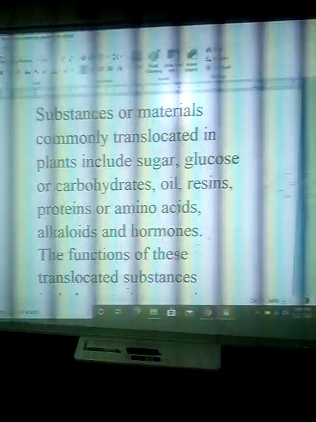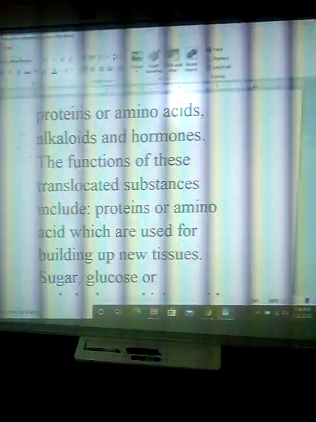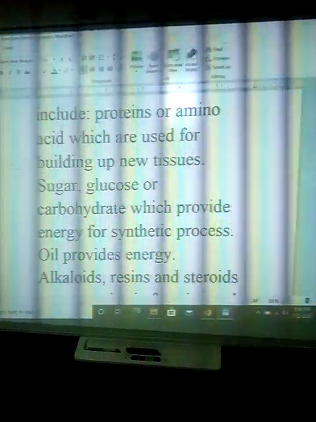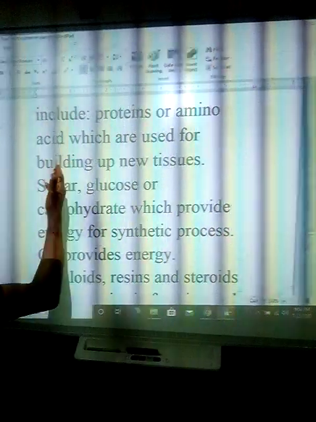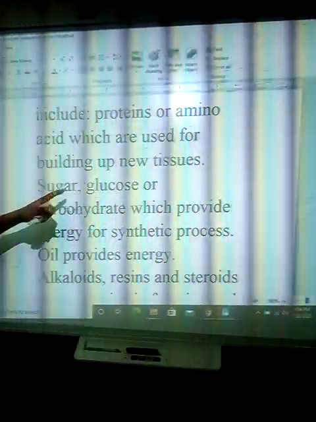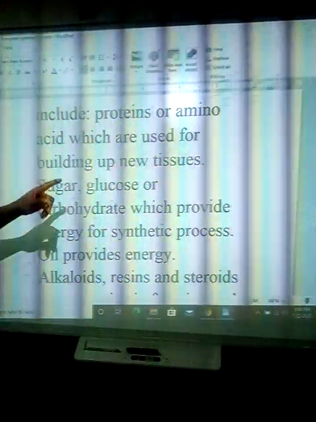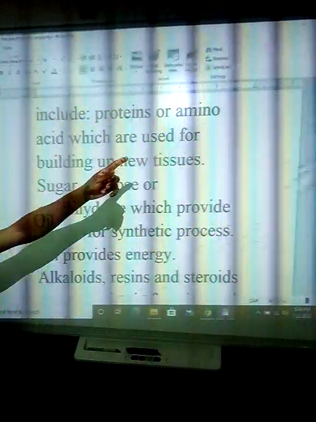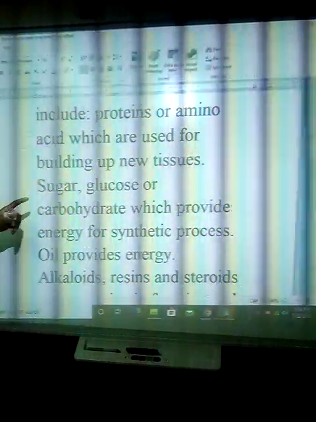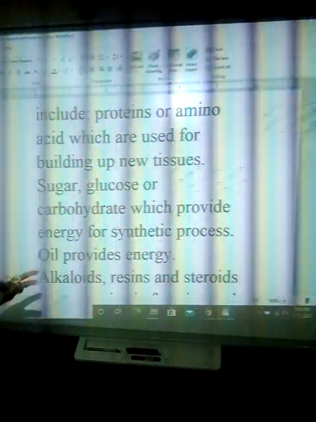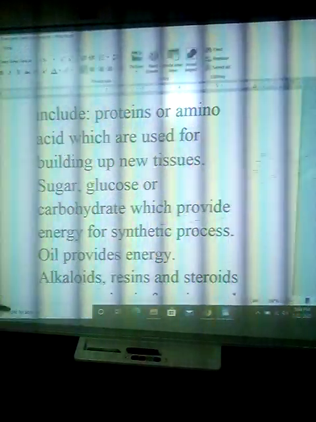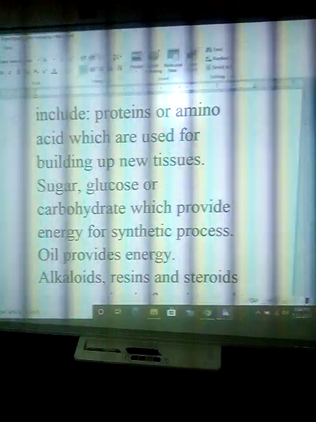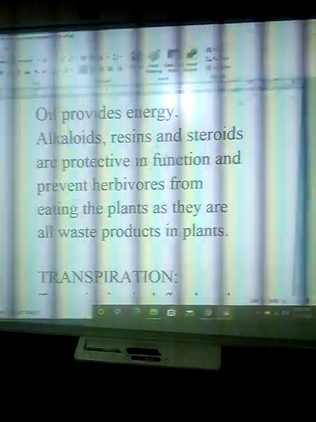The functions of these translocated substances include: proteins or amino acids, which are used for building up of new tissues. Sugar, glucose or carbohydrate is used for the production of energy. Oil too provides energy.